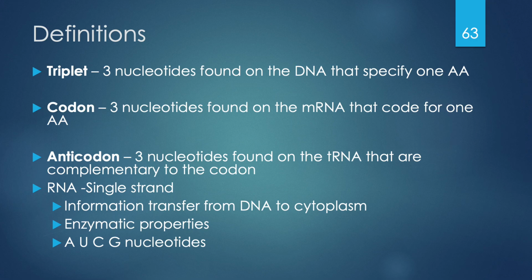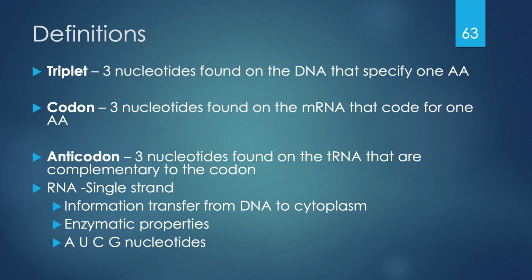So here are some definitions just before we go on. A triplet is going to be 3 nucleotides found on the DNA that specifies 1 amino acid. Now, a codon is similar. It's 3 nucleotides, but it's found on the messenger RNA that codes for 1 amino acid. An anticodon is 3 nucleotides found on the tRNA that are complementary to the codon.